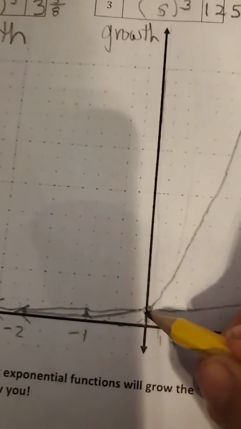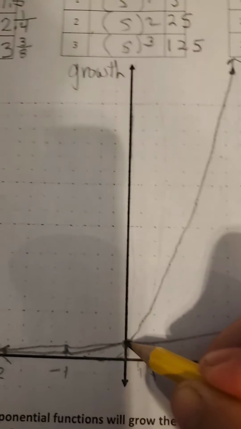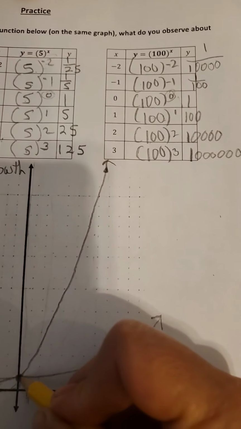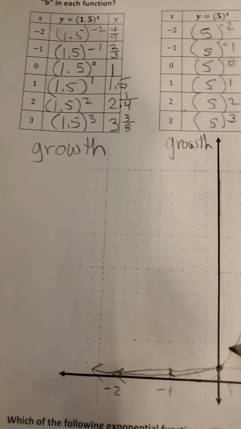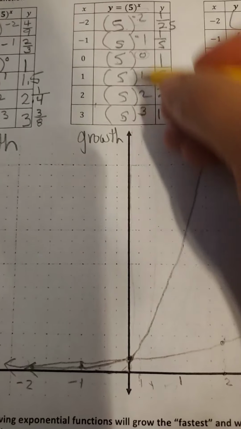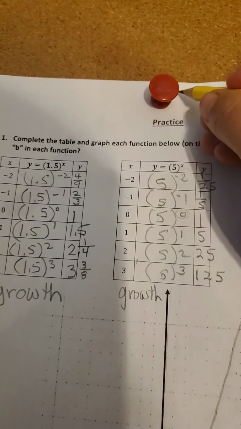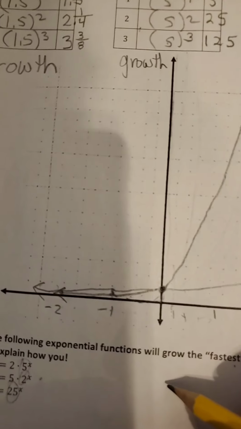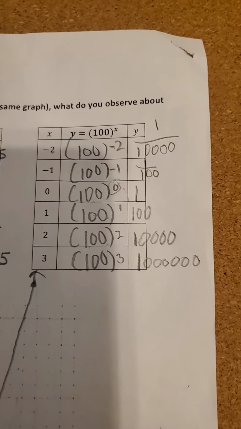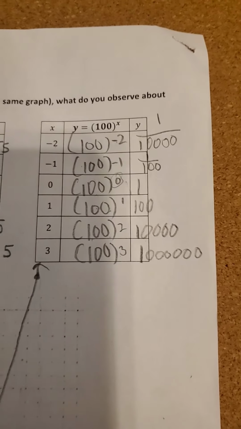So 0 is 1 again. We're right here. Okay, so 0 is 1. And then we have 1 is 100. So how do we do that? Okay, so it's gone, okay? It's like up over here somewhere, okay? So we're not even going to do that one. And we have 2 is 10,000. It's off the charts. 3 is 1 million. It's definitely off the charts.